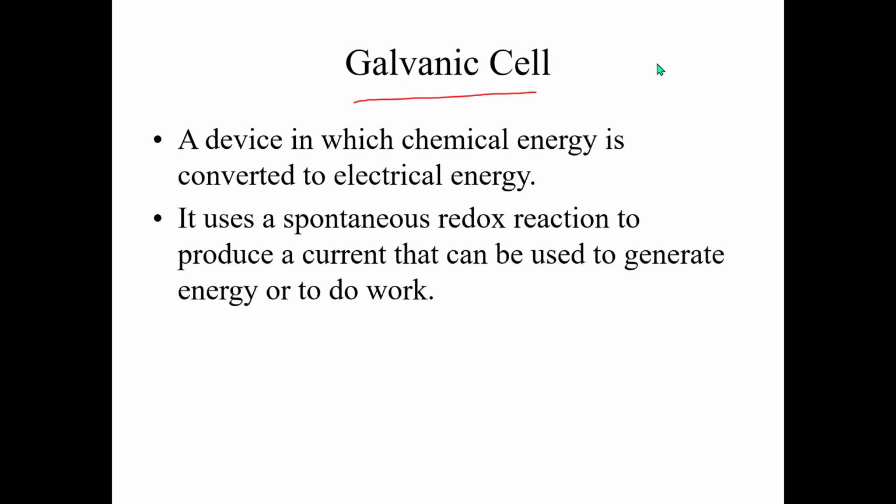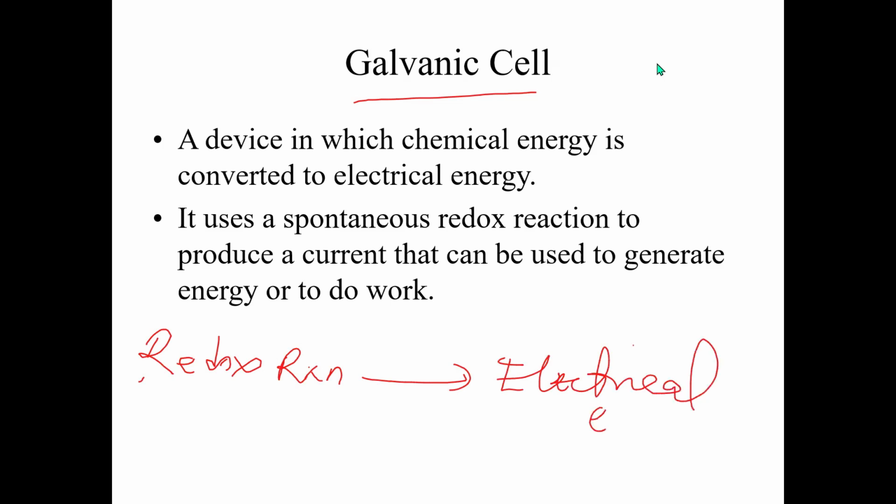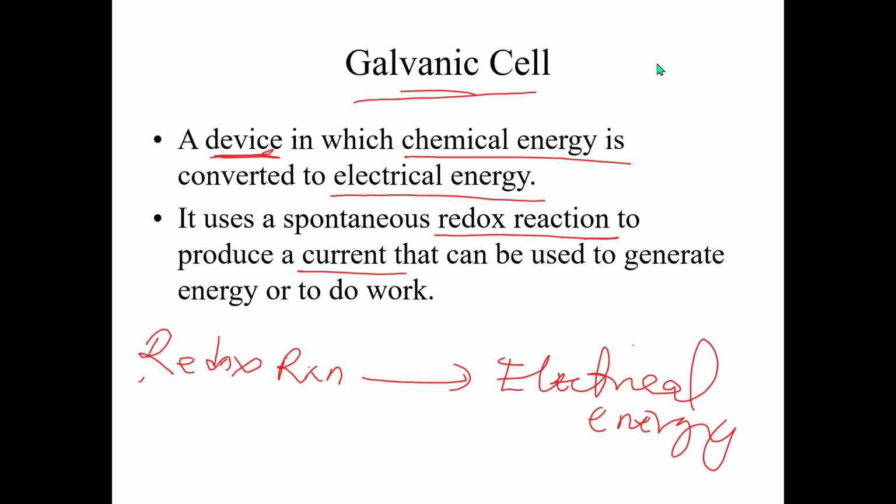So generally in a galvanic cell, we have chemical energy, and this chemical energy is nothing but a redox reaction. A redox reaction in a galvanic cell is converted into electrical energy using the galvanic cell. So a device that converts chemical energy into electrical energy is what you call a galvanic cell. And of course, it uses the spontaneous redox reaction that generates an electrical current, which is used to do work. So that is a galvanic cell.